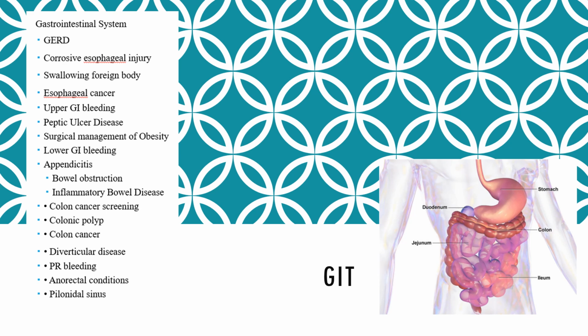So GIT: corrosive esophageal injuries following foreign body, esophageal cancer, upper GI bleeding, peptic ulcer, surgical management of obesity, lower GI bleeding, then appendicitis, bowel obstruction, IBD, colon cancer screening, colonic polyp, colon cancer proper, and diverticular disease, PR bleeding, rectal conditions, and biological signs. Today, I'll be mainly discussing esophagus and stomach.